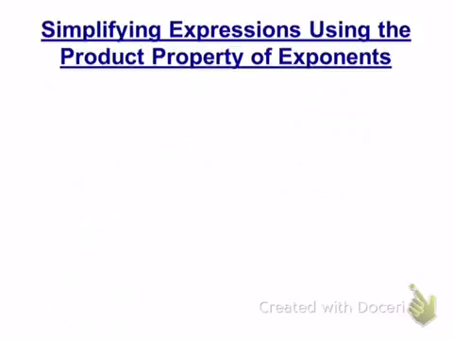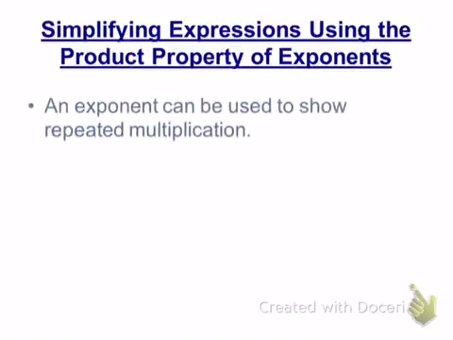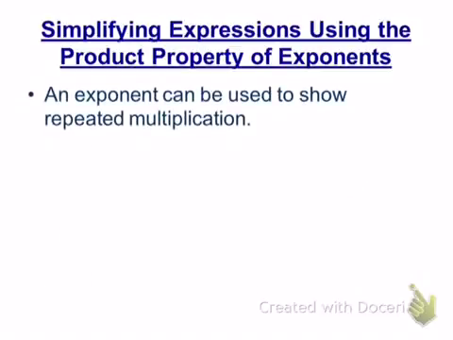So those are some definitions we'll look at, and here's some more of these. You probably don't need to write these down. I think you probably already know these today. It's pretty much a review. An exponent can be used to show repeated multiplication. Now the key word here is can be. Okay, we'll talk about that in just a minute.